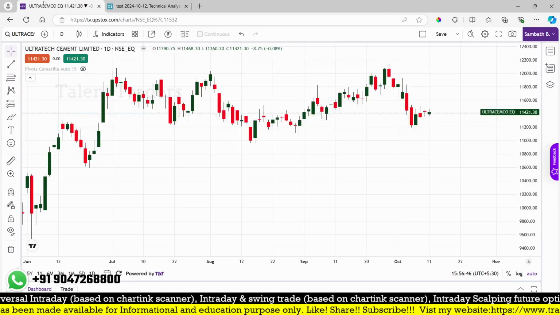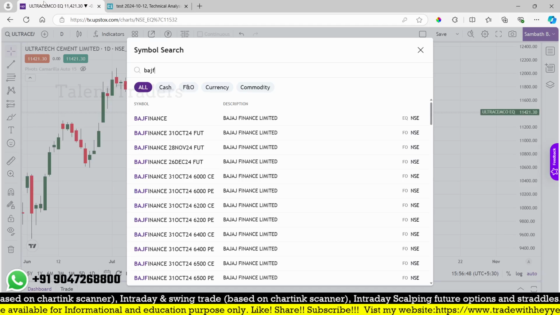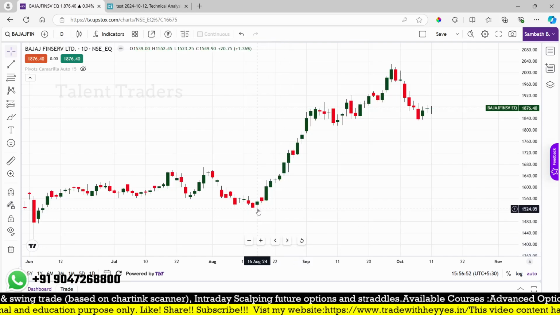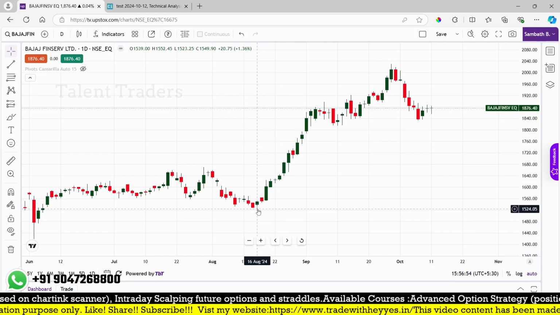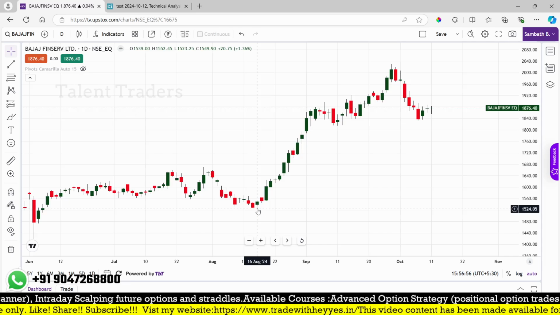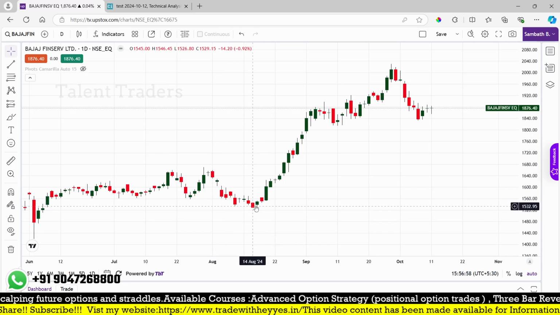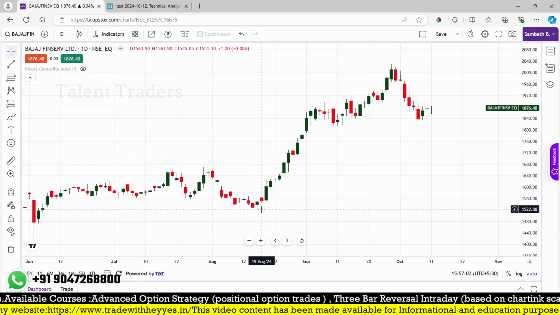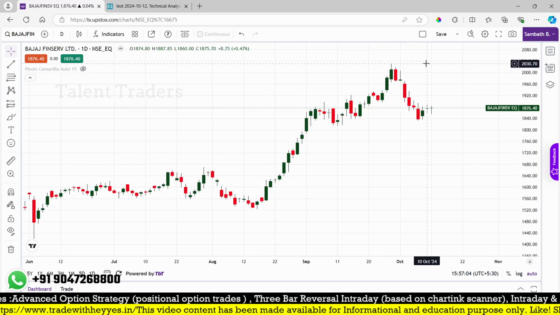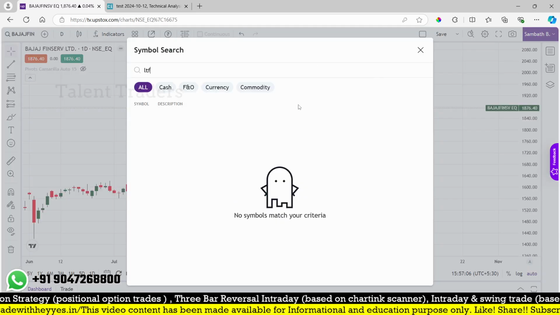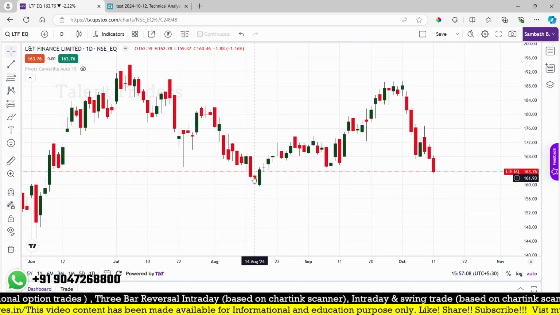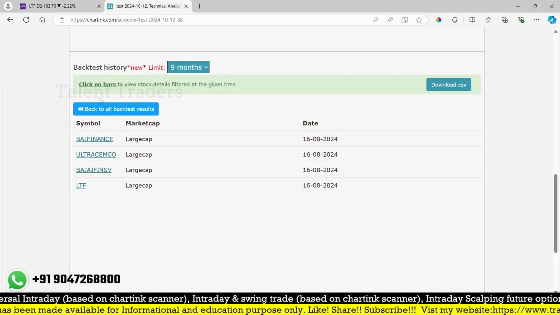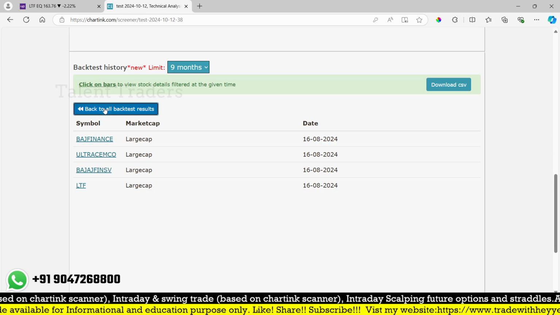Bajaj FinServ and LTF. The same day, 16 August, this is a huge one. Almost a very good reversal point with a very small risk, around 1,550. The low is 1,522 and from there it went up to 2,000. And the LTF on 16. So most of the stocks, around 4 stocks came up and gave you such nice results.